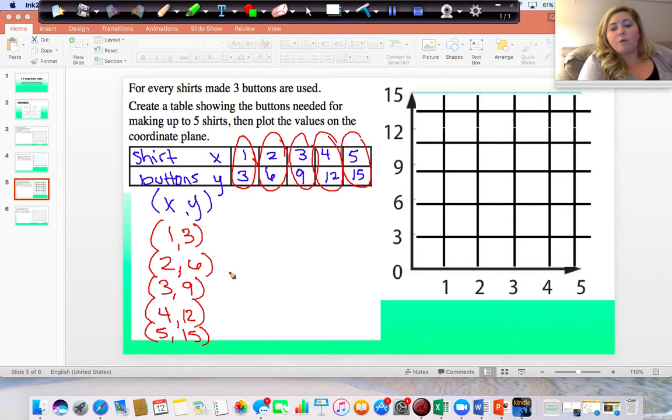Okay, so now when we go over to graph these ordered pairs, we need to go over to 1 and then up to 3. Put a dot. Over to 2, up to 6. Over to 3, up to 9. Over 4, up 12. And over 5, up to 15.